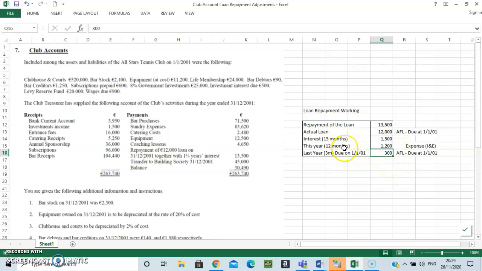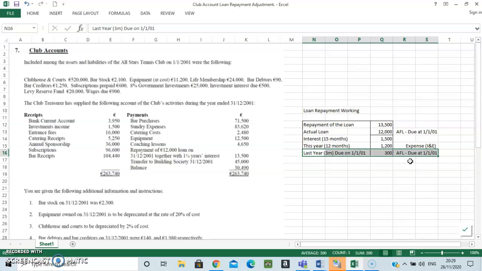Now, where do these items go? Well, this year's interest for the 12 months, the 1200, is an income and expenditure expense. We have to pay interest on our loan, and that's how much we have accrued this calendar year. But the 300 itself should have been paid on the first day of January, but it wasn't. It wasn't paid until 12 months later. So therefore, it was due at the start of the year, so it goes into the accumulated fund as a liability because it is an expense due at the start of January.